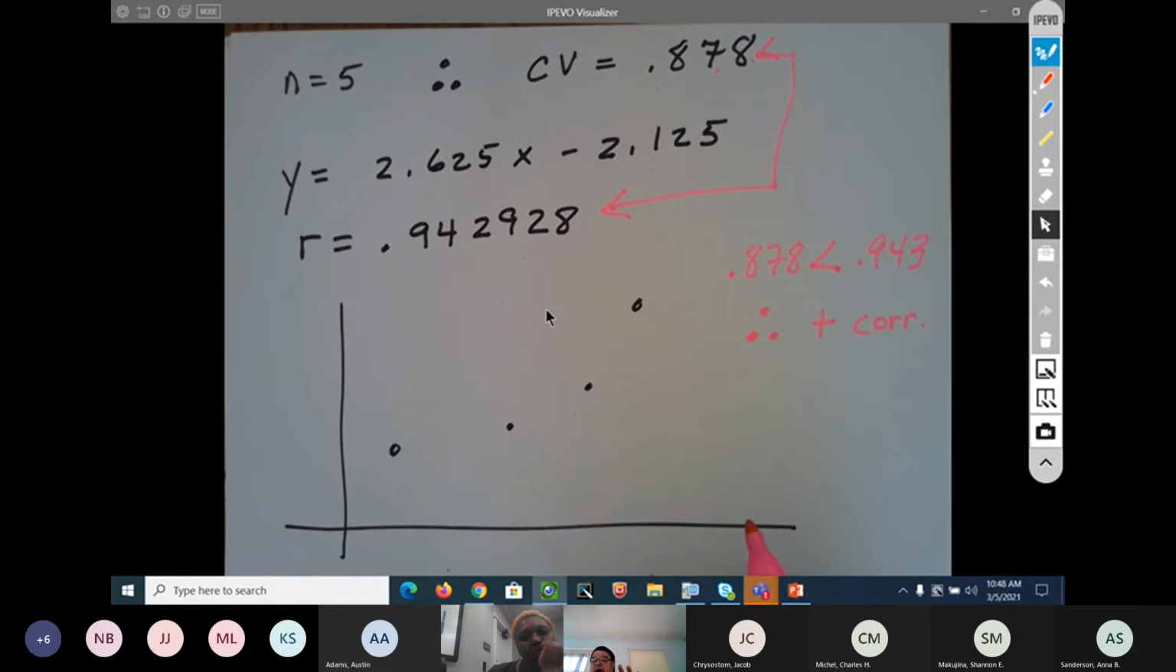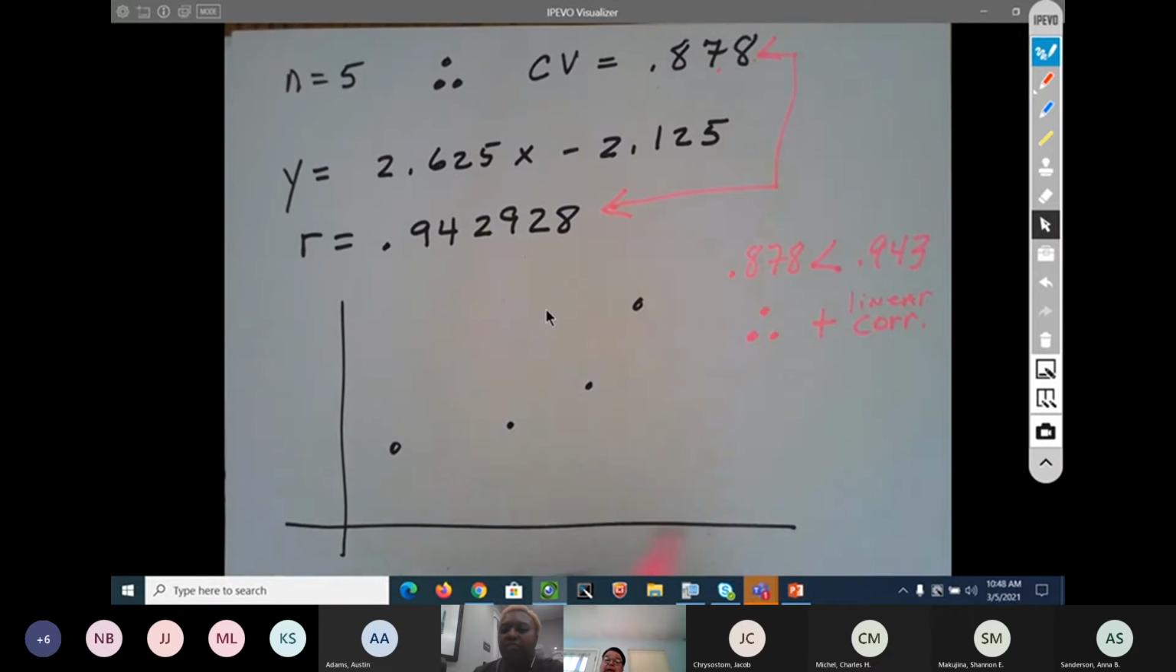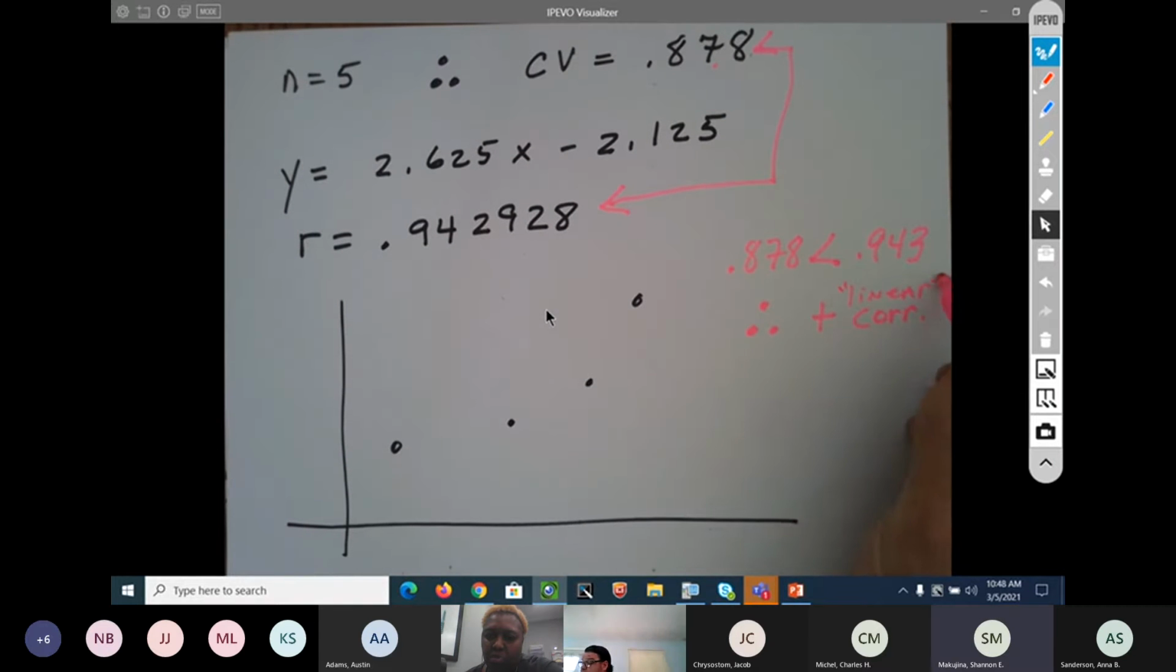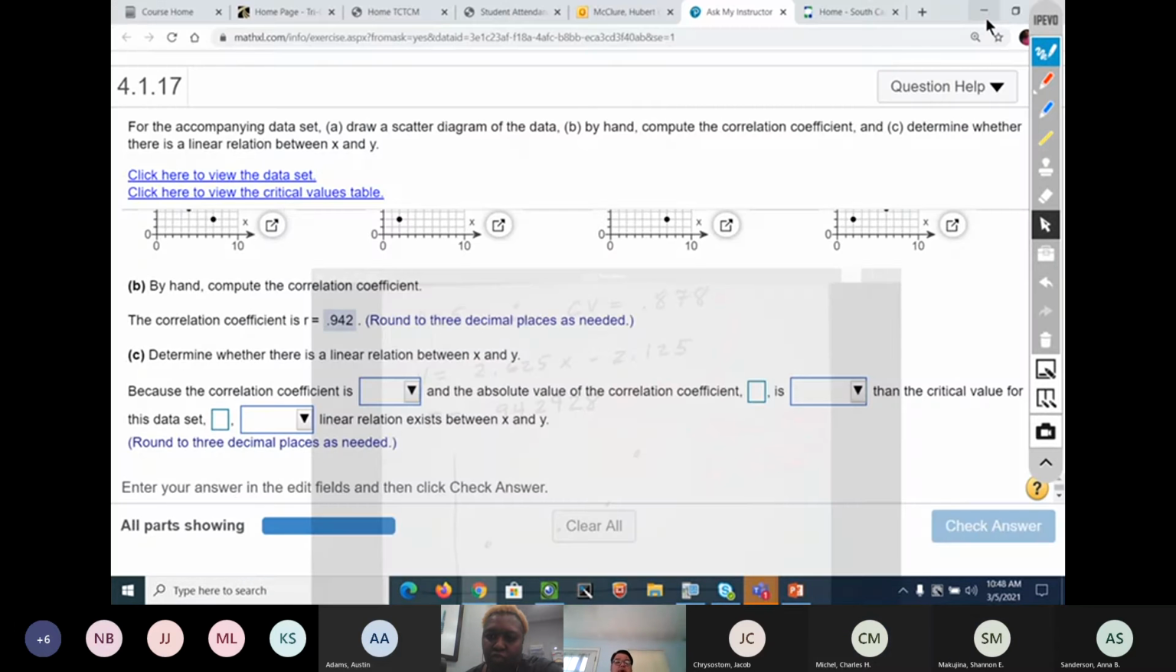Technically, it's not a positive correlation. It's a positive linear correlation. When you look at it and you just say there's a correlation, that's a correlation. This is linear correlation, which means more detailed. All right, so let's go to our handy dandy question.